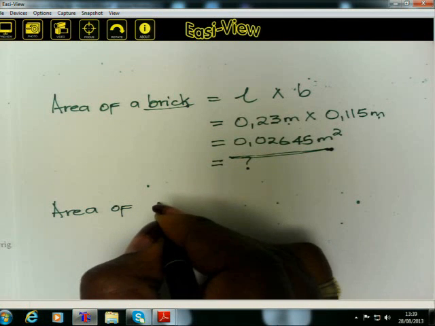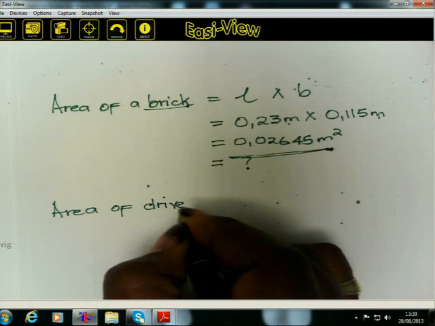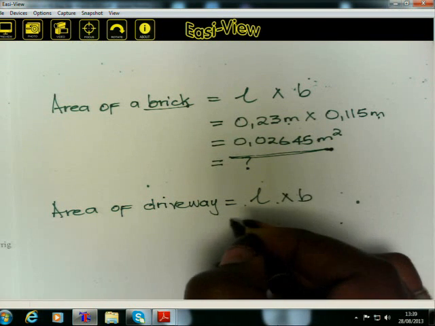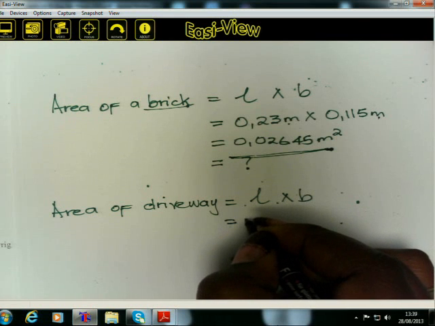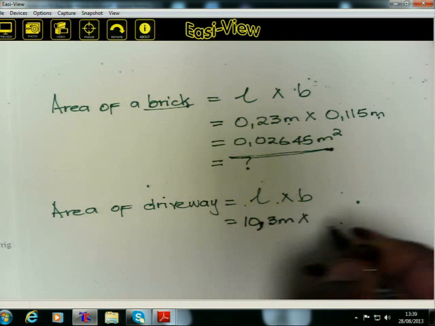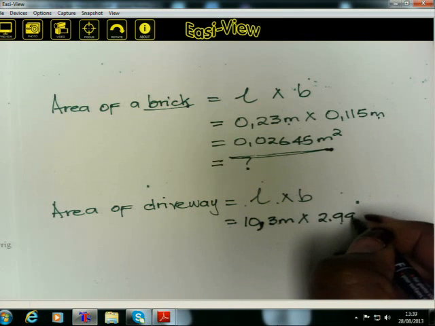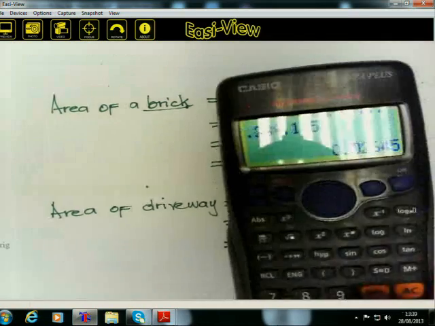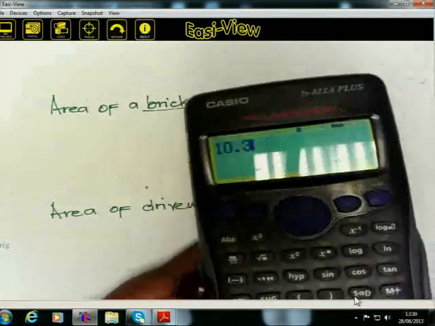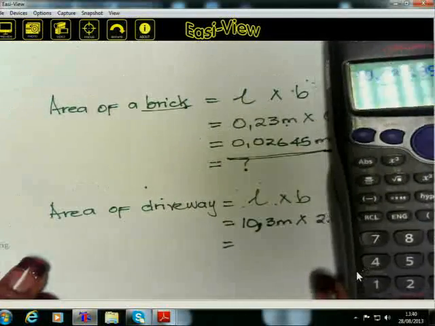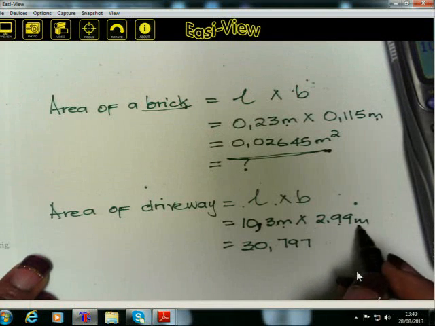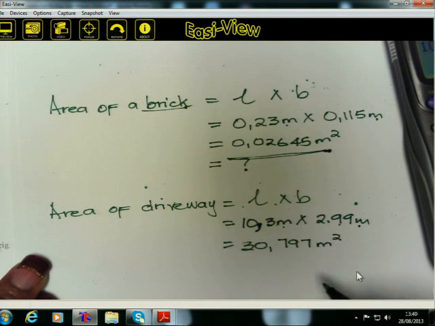Remember, the objective is to find out how many bricks we will need for the driveway. We use again the formula length multiplied by breadth, and the measurements for the driveway were 10.3 meters multiplied by 2.99 meters. Let's punch that in our calculators. We get an answer of 30.797. Remember, your units, meters multiplied by meters, give us square meters.